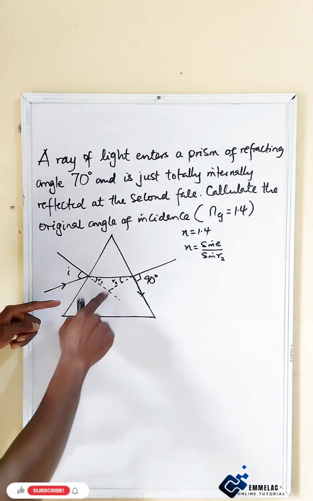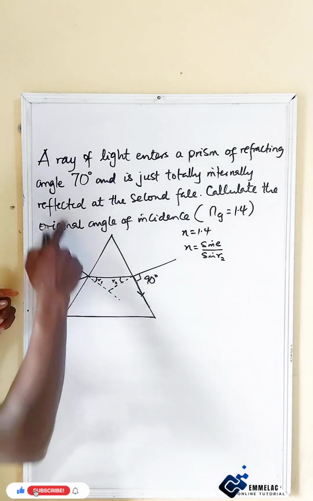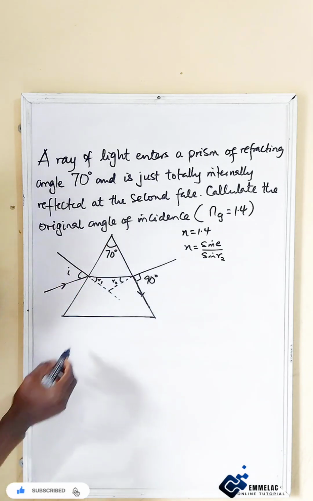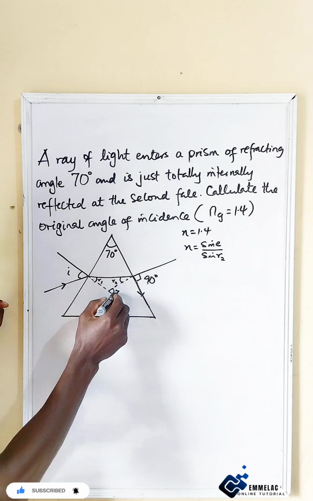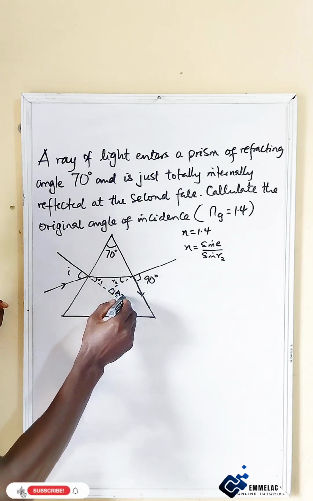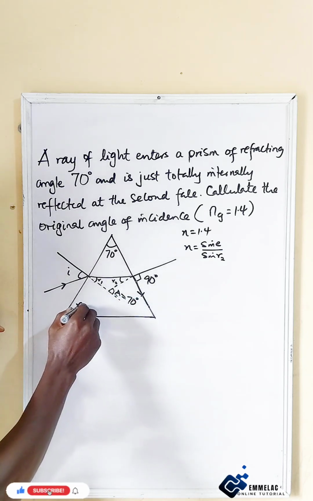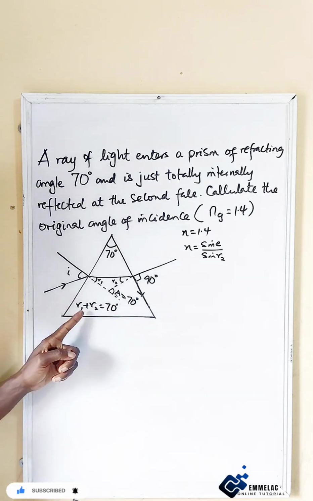After getting this, we will look for R1. Take note that the refracting angle of the prism A is 70, and R1 plus R2 equals A. Our A is given as 70 from the question, so R1 plus R2 equals 70. Let us keep note of this.